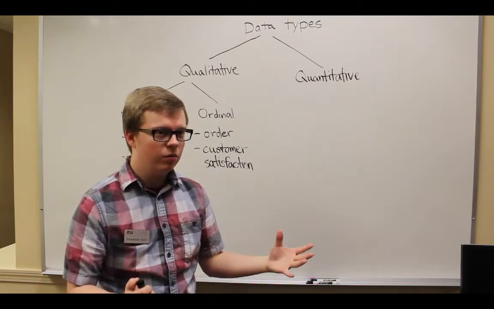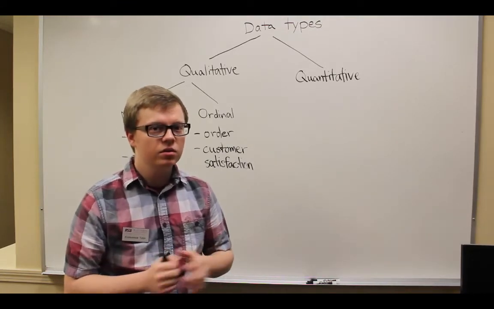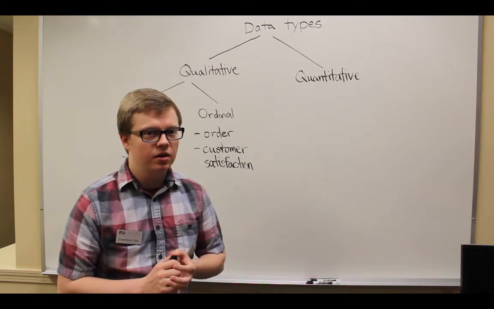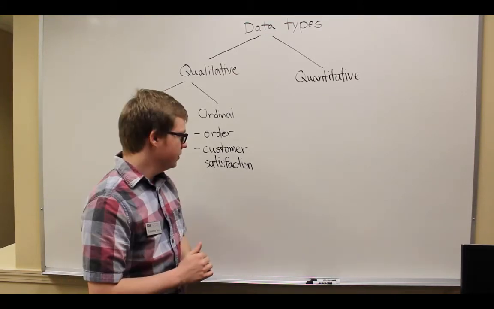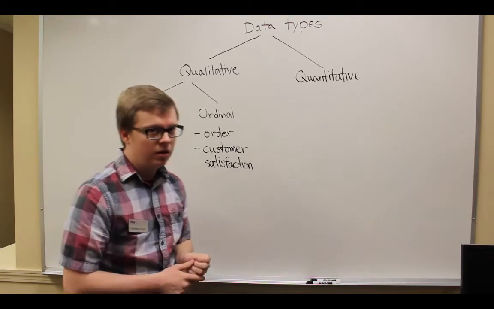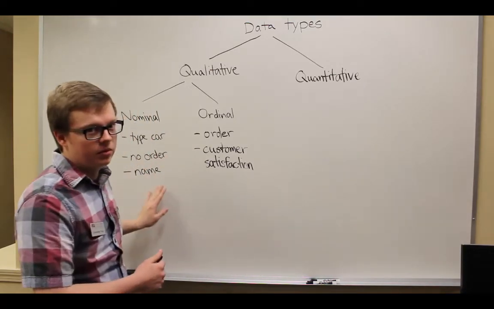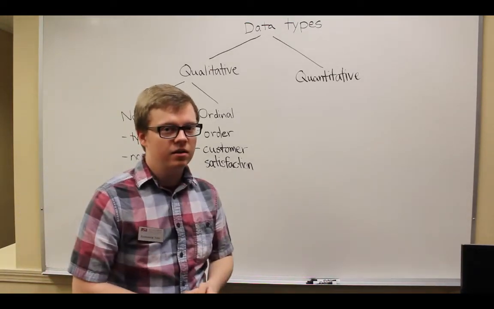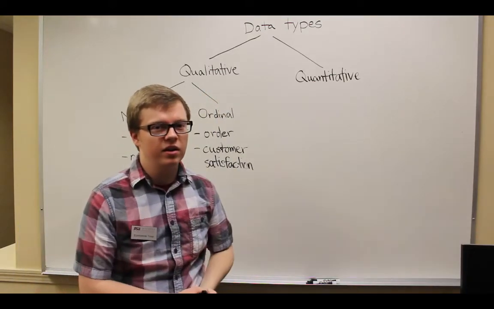So there's a meaningful way to order those responses, but they're still non-numerical in nature. Very satisfied is not a number, it's a description. You can order them, but it's still inherently not a number. That's what distinguishes ordinal data from nominal data. And those are typically the main subcategories of qualitative data. We don't really break it down any further.